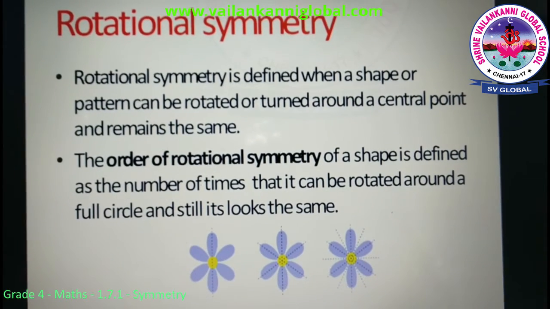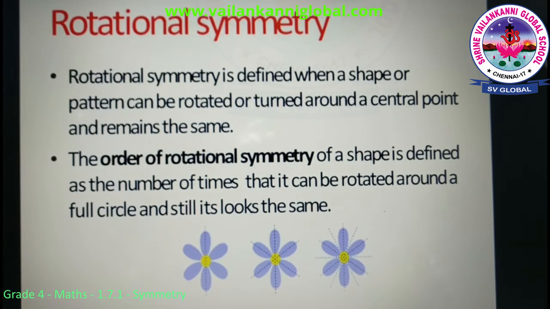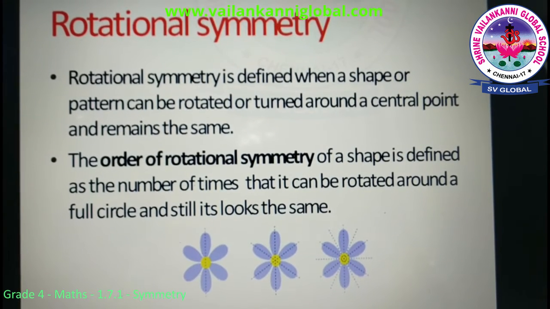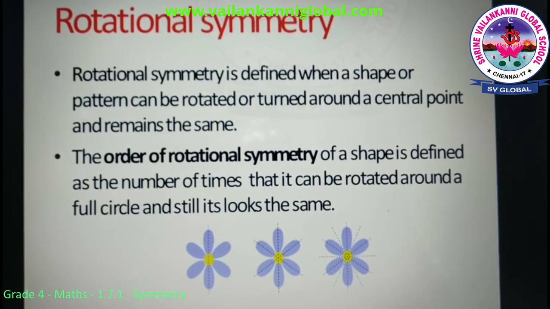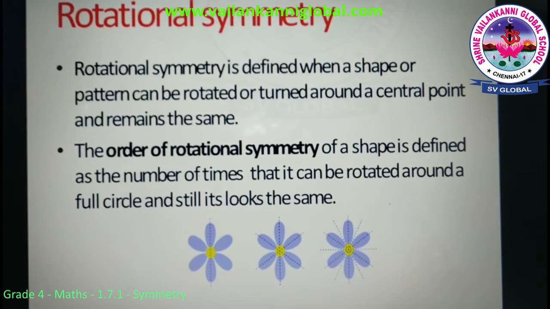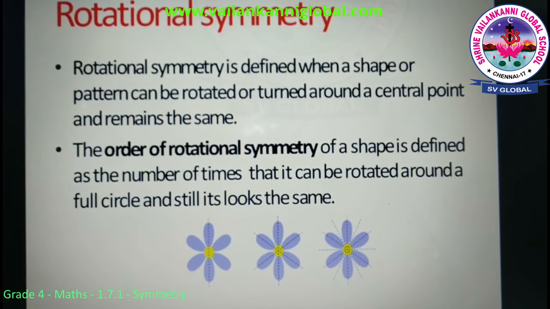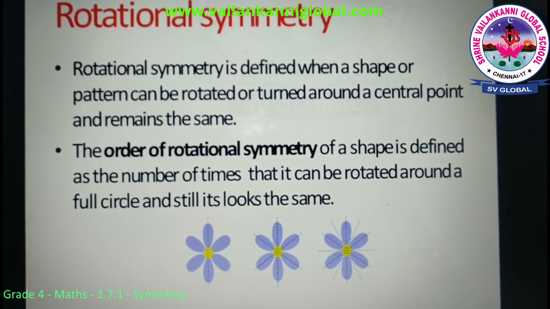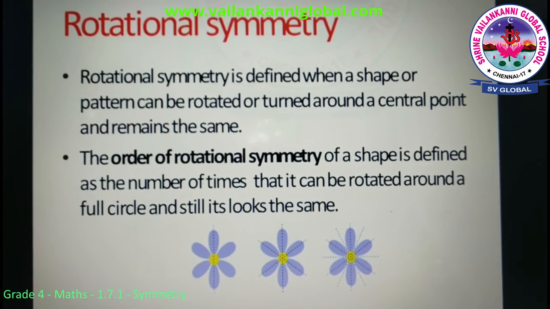The next one is rotational symmetry. Rotational symmetry is defined when a shape or a pattern can be rotated or turned around a central point and remains the same. The order of rotational symmetry of a shape is defined as the number of times that it can be rotated around a full circle, that is 360 degrees, and look the same.